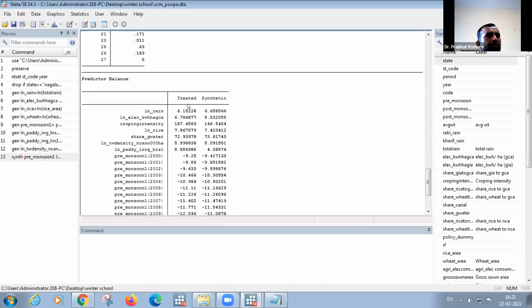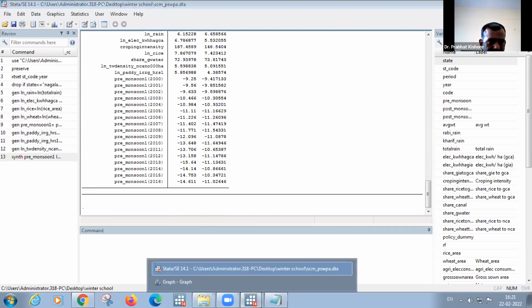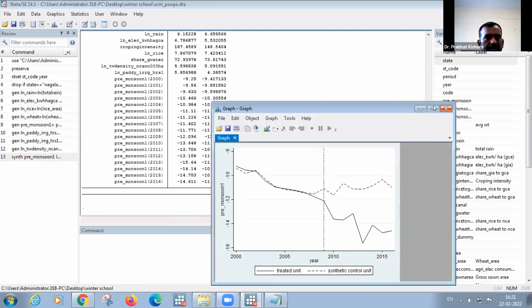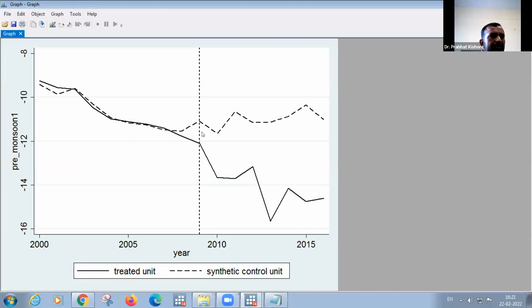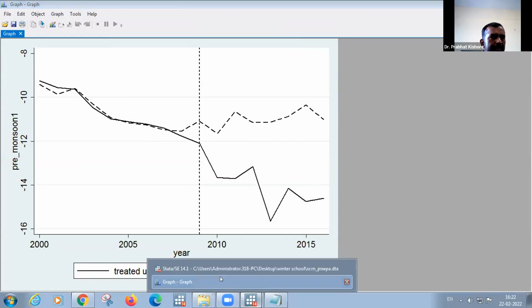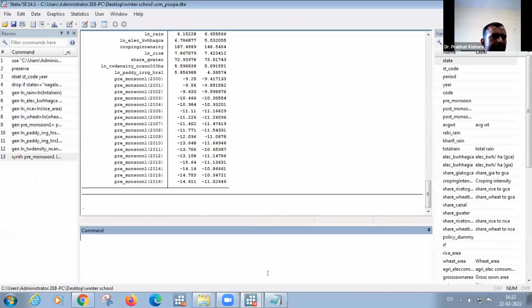So these are the factors by which they have created the synthetic Punjab, and here you can see the graph, how closely the two track each other. There was a lot of experimentation with changing the electricity supply and all these things, but that is on a different account. So we have got this one.